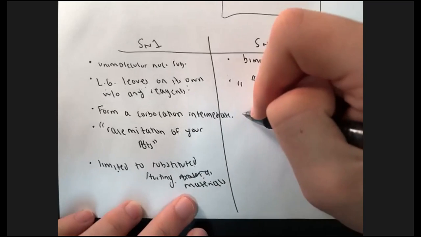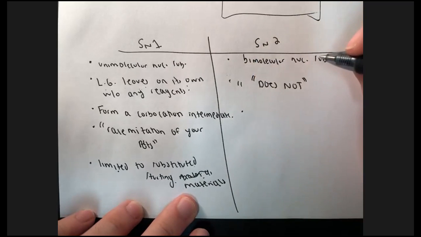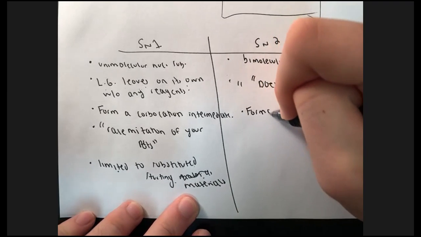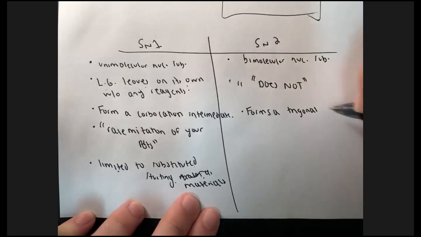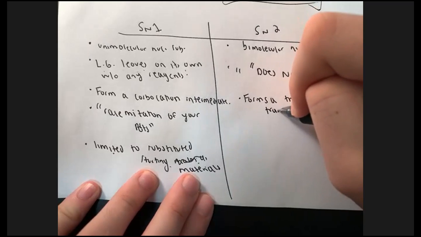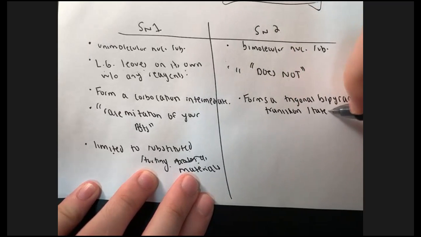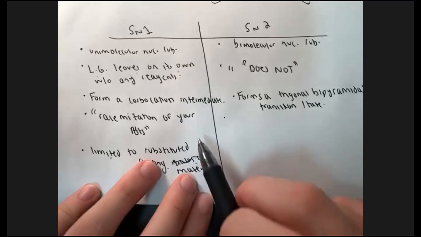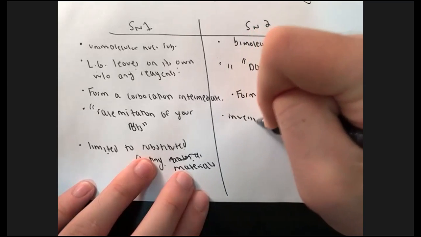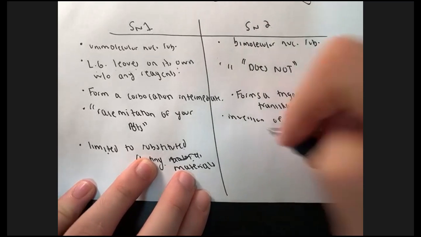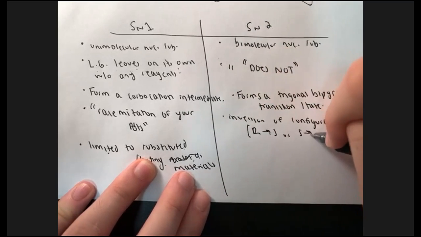Okay, we don't form carbocation intermediates. Actually, we don't form any intermediates here. We actually form a transition state. So it forms a trigonal bipyramidal transition state, and I'm going to make this make so much sense. And what's the stereochemistry we're dealing with? Racemization? No, we're not getting racemization. Instead, we're going to get inversion of configuration, so R to S or S to R, essentially.